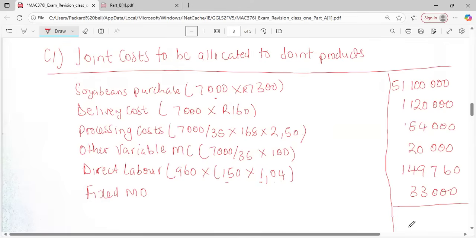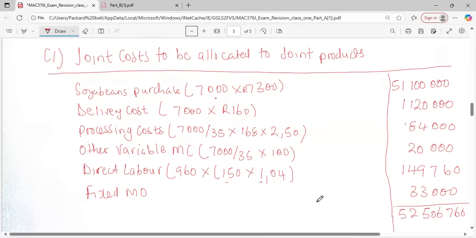So let's have our total so that we can be able to 52,506,760.